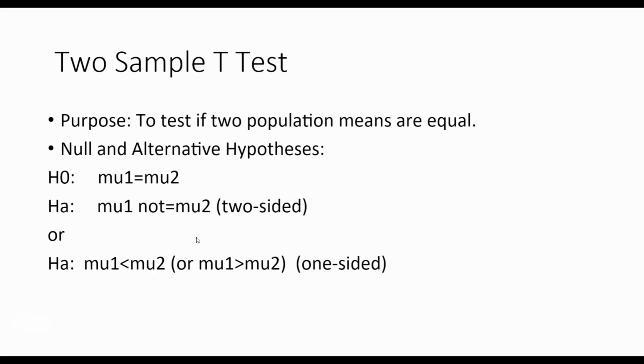And we can specify the null hypothesis H0 to be mu1 equal to mu2. And the alternative HA can be mu1 not equal to mu2, then that will be a two-sided alternative. Or HA is mu1 less than mu2 or mu1 greater than mu2, and this would be a one-sided alternative.